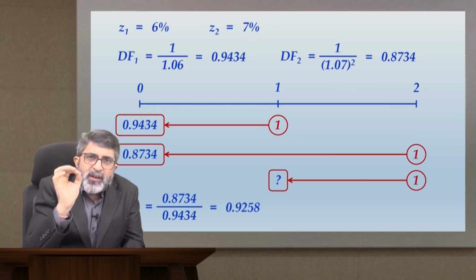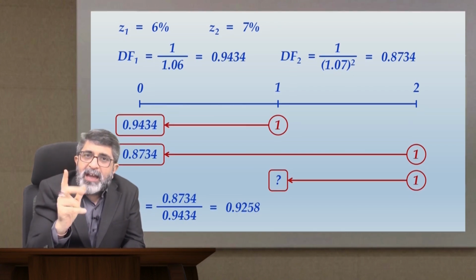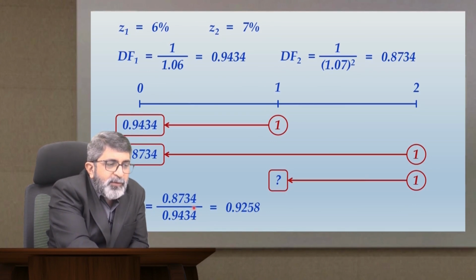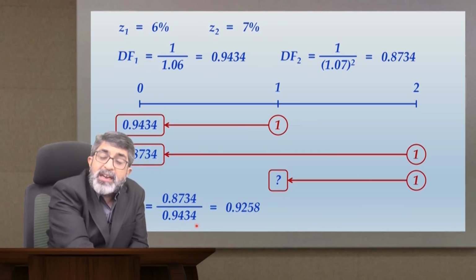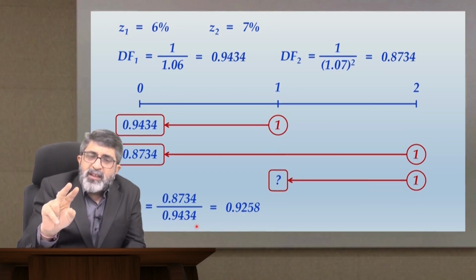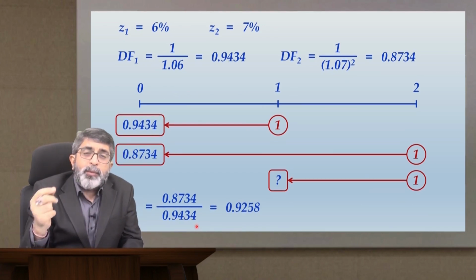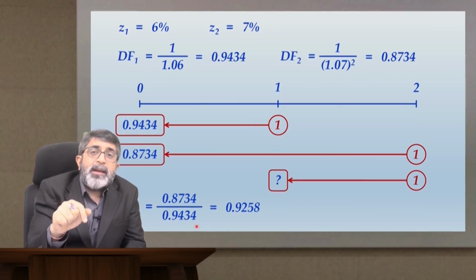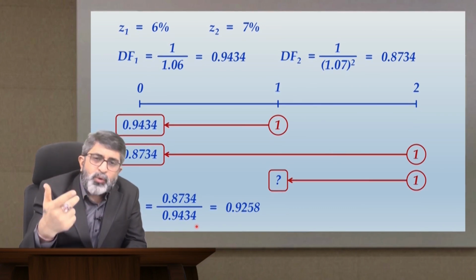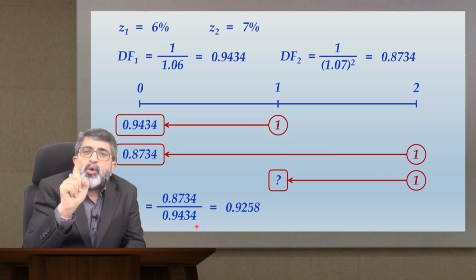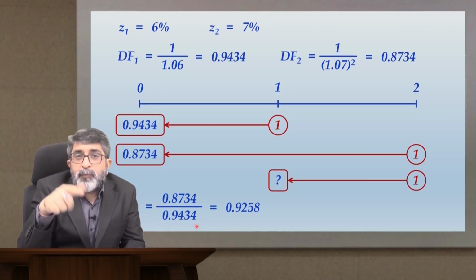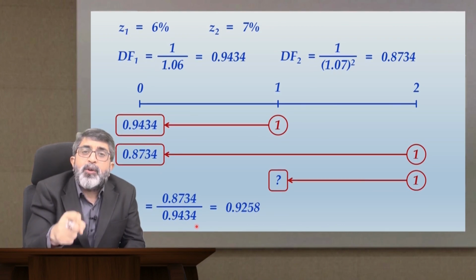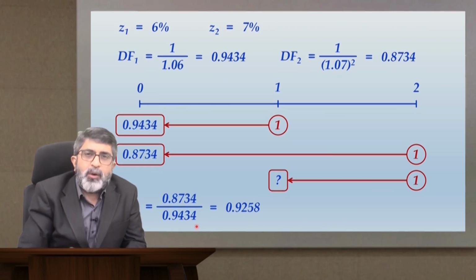Now, what mathematically we have done, in the numerator we have taken DF2 and in the denominator we have taken DF1. You should know one thing, that DF2 can also be termed as P2. DF1 can also be termed as P1. So if you are taking P2 divided by P1, you are going to get F1,1. F1,1 is the forward price of 1 year bond after 1 year from now.